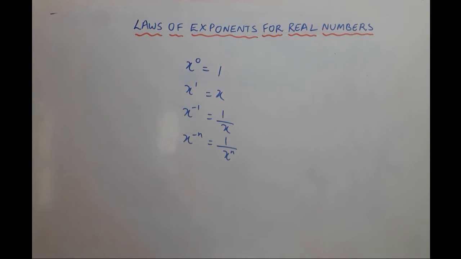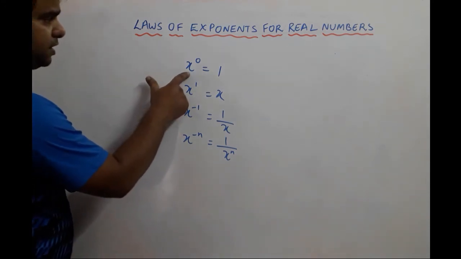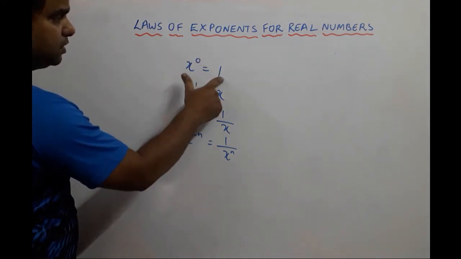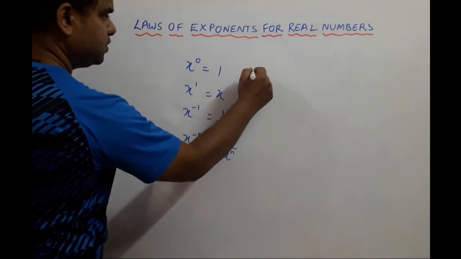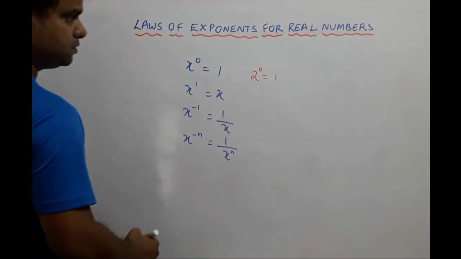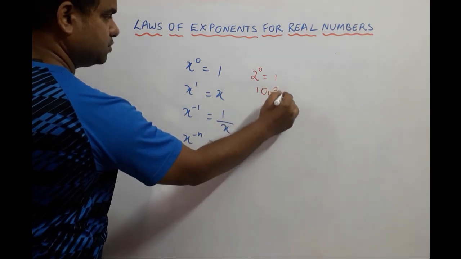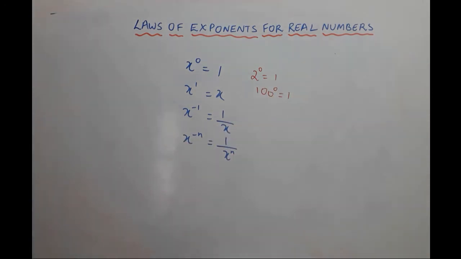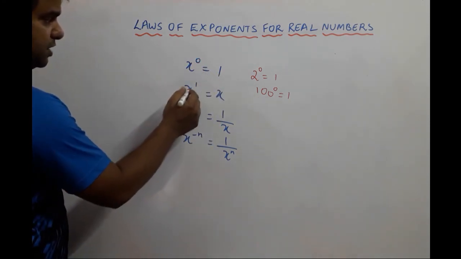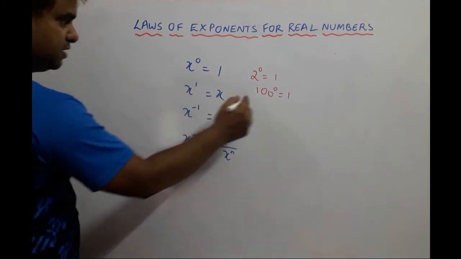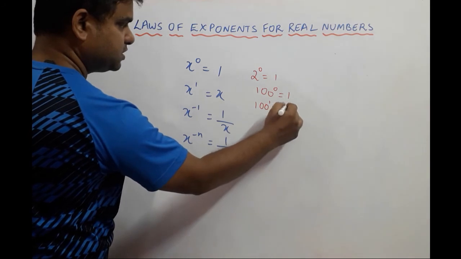Apart from these 5 laws, there are a few more things that we need to remember, as they will come up when we solve certain problems. Remember, any base raised to the power 0 will be equal to 1. For example, 2 raised to 0 is equal to 1, or 100 raised to 0 also equals 1. So any base raised to 0 gives us 1. Now any base raised to the power 1 gives the base back itself. So 100 raised to 1 will give us 100.